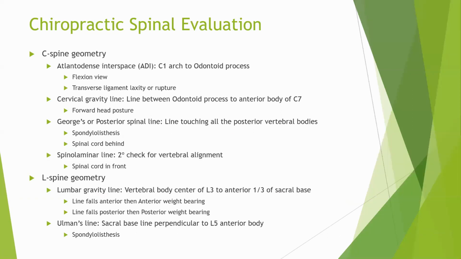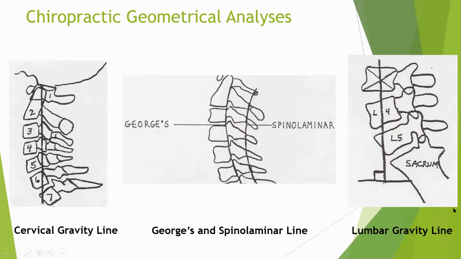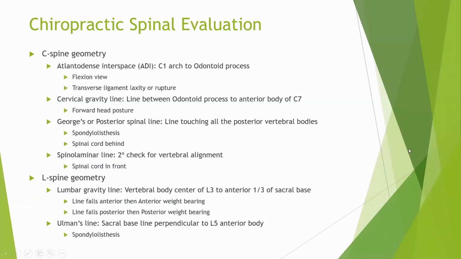Again, since we are only talking about X-ray, I don't want to go into pathodiagnosis of X-ray and eventual diagnosis. That is not the purpose for today's webinar. So we'll stop at that and say, okay, if the line falls posterior to the sacral base, right over here, that means there is posterior weight bearing. Good. Lastly, lumbar spine geometry.